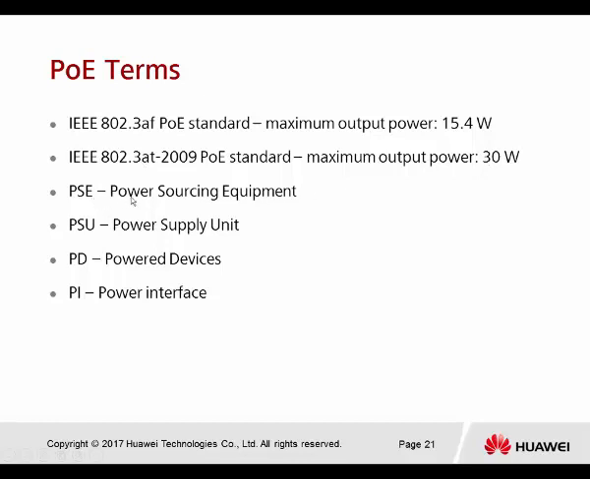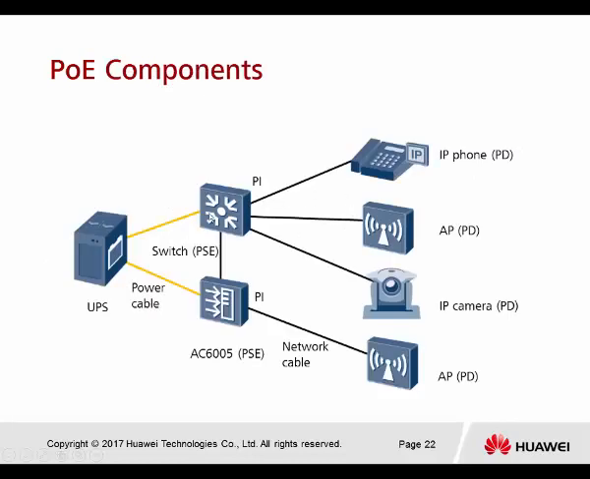So the PSE is the power sourcing equipment, the PSU is the power supply unit, then there is the power device, and the power interface. The graph here shows us the connection. We can use the UPS to power up our switch and also the controller. This is our AC, the access controller, to power all our devices. And with the PoE switch, we have the power interface. This power interface can power up our IP phone. All of these belong to the power device, including the AP and also the IP camera.